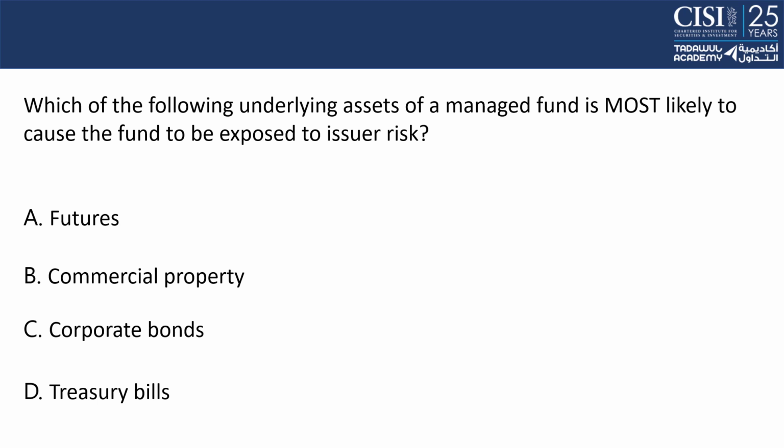Which of the following underlying assets of a managed fund is most likely to cause the fund to be exposed to issuer risk? Futures, commercial property, corporate bonds, or treasury bills. So which of the following is most likely to be facing credit risk? So which of the following is most likely to be a credit instrument? Bonds.